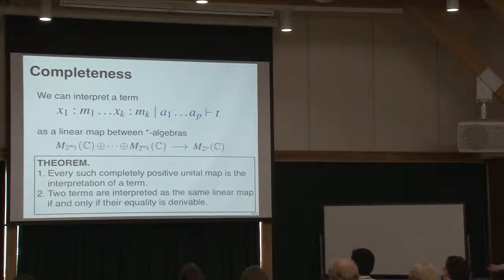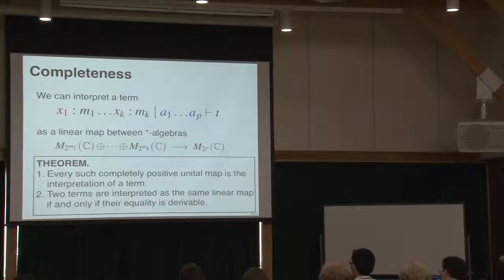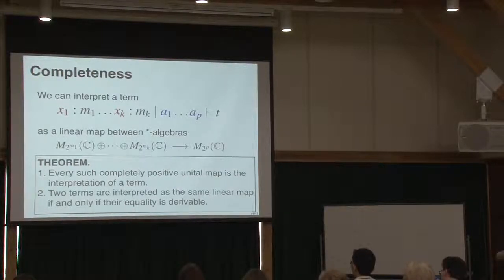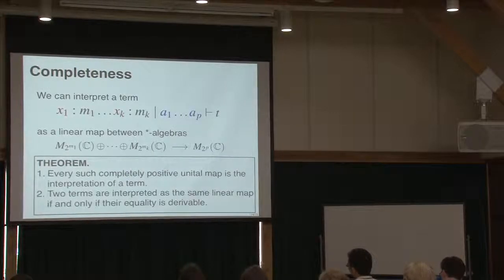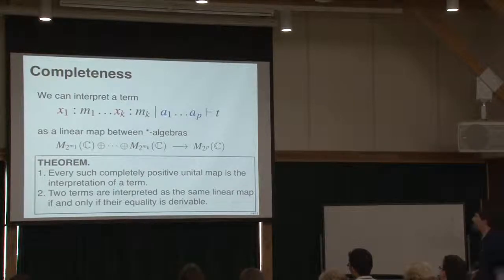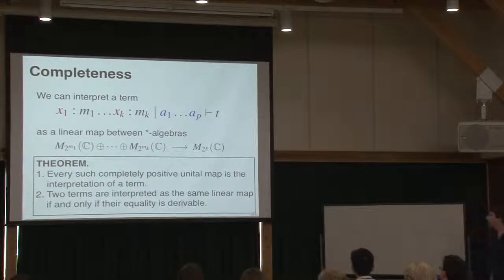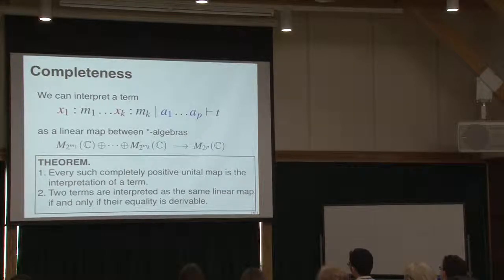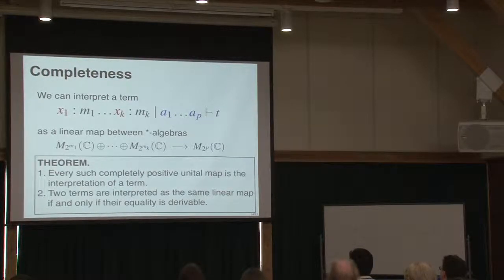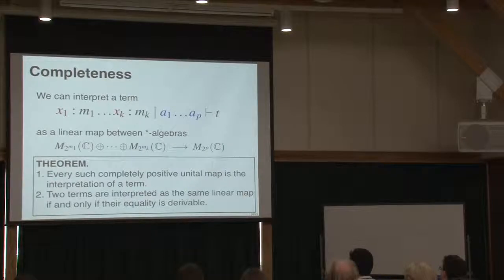That's something that I think was well known, that any completely positive map can be described by creating new qubits, applying some unitaries, and then doing some measurement. Indeed, it was made quite precise in Peter Selinger's work about 10 years ago. But on the other hand, I couldn't find this result anywhere. Two terms are interpreted as the same linear map if and only if their equality is derivable from my equations.